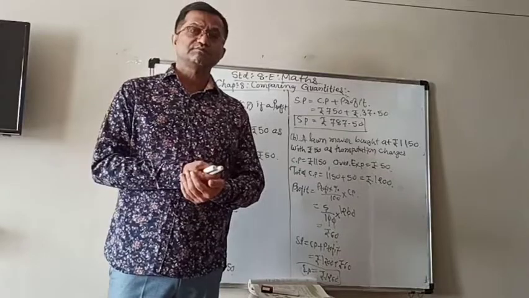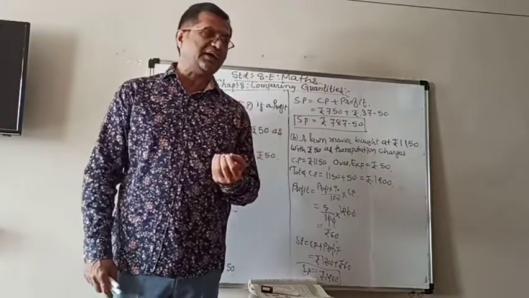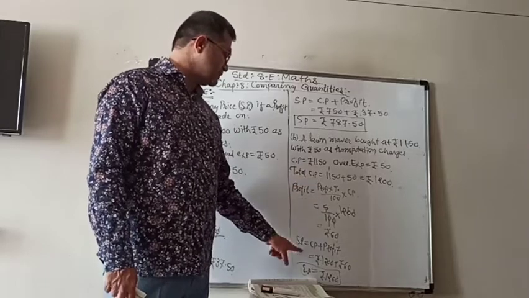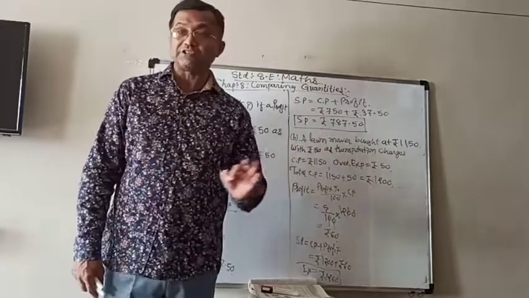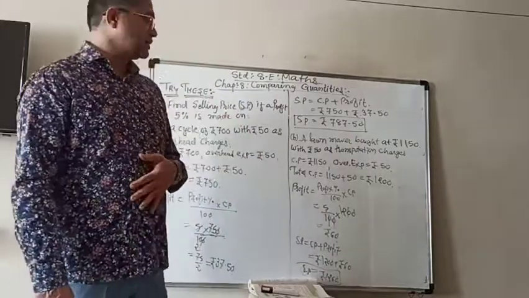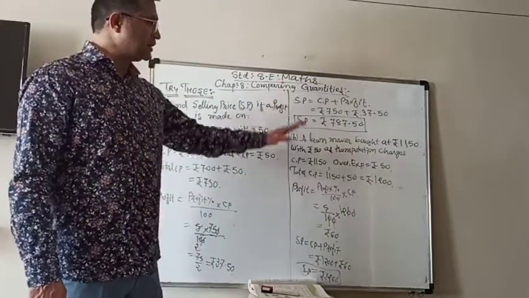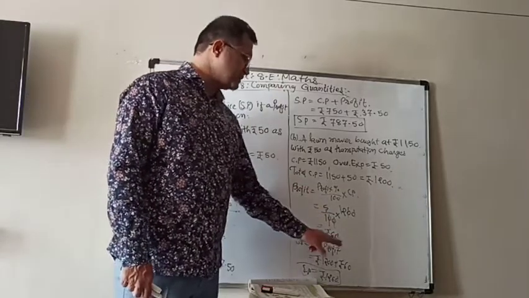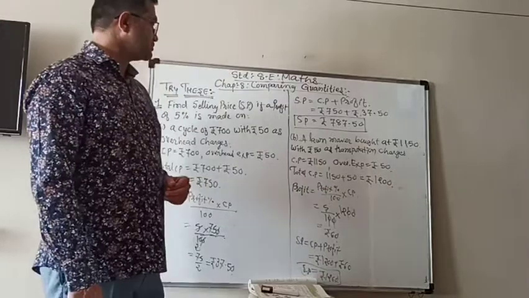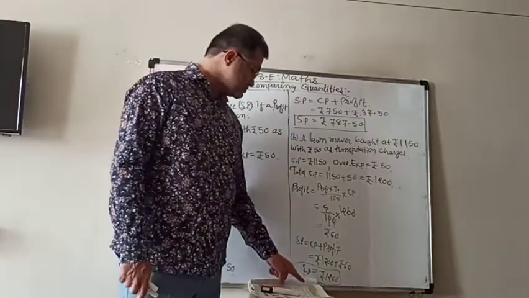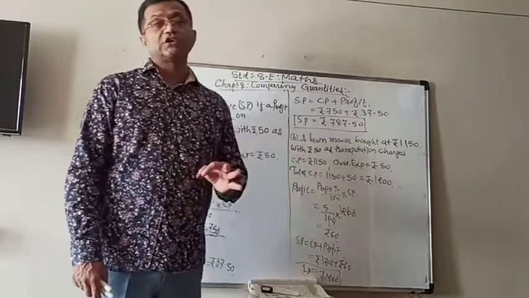So now here it was profit given, but if loss is given, we have to do the same thing. But when you find the selling price, then selling price will be CP minus loss, because loss we have to subtract from the CP to find the selling price. Everything other will be the same. In place of profit there will be loss, then it will be CP minus the loss.